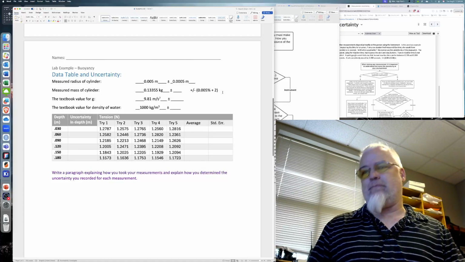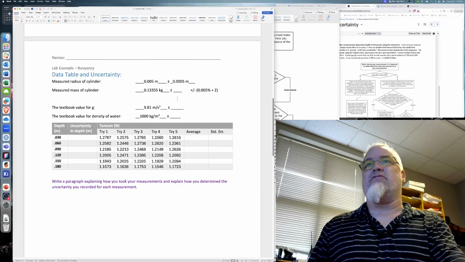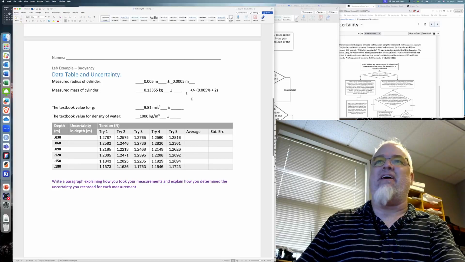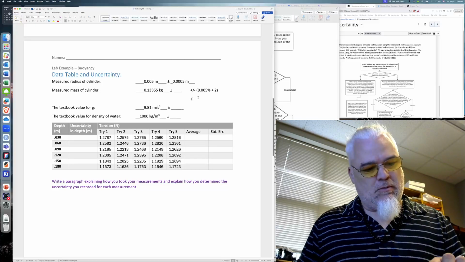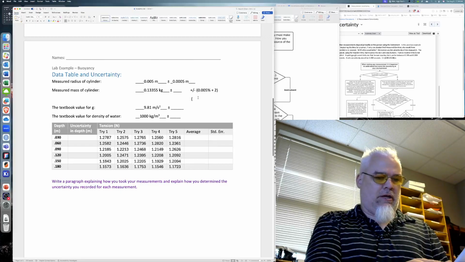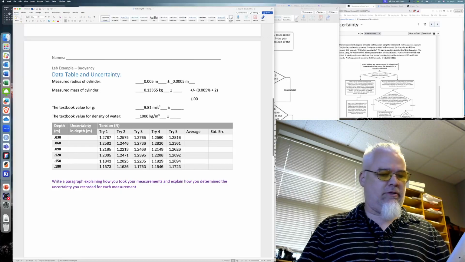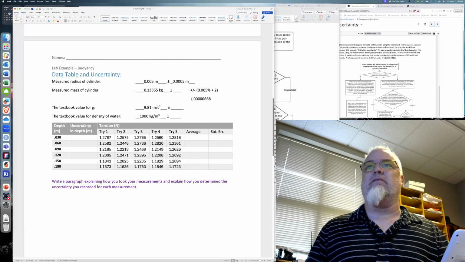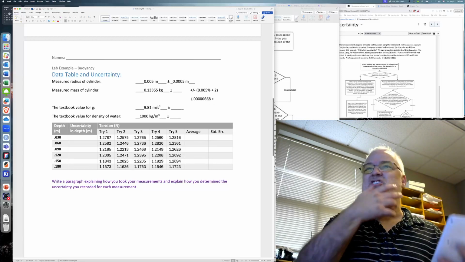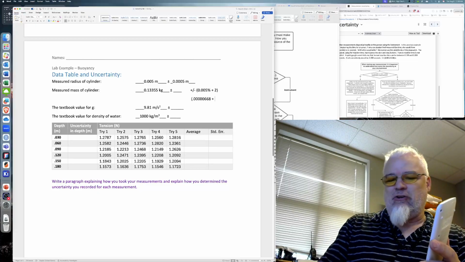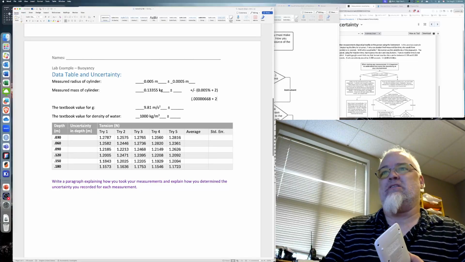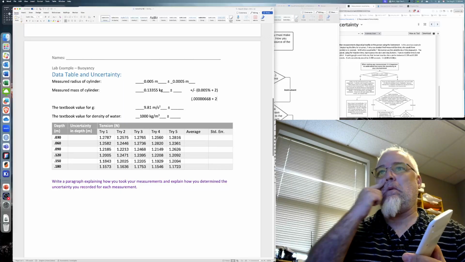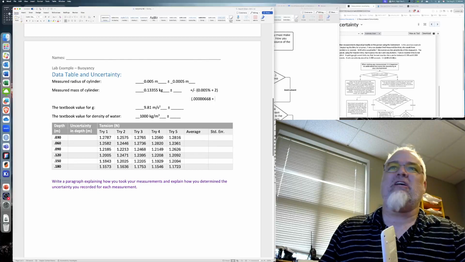This number, 0.00005 of 0.13355 gives me, in my calculator, 0.0000668. Okay, and then plus 2. Now, if I literally just do plus 2 kilograms, that would be a huge uncertainty. So it doesn't mean plus 2 kilograms.